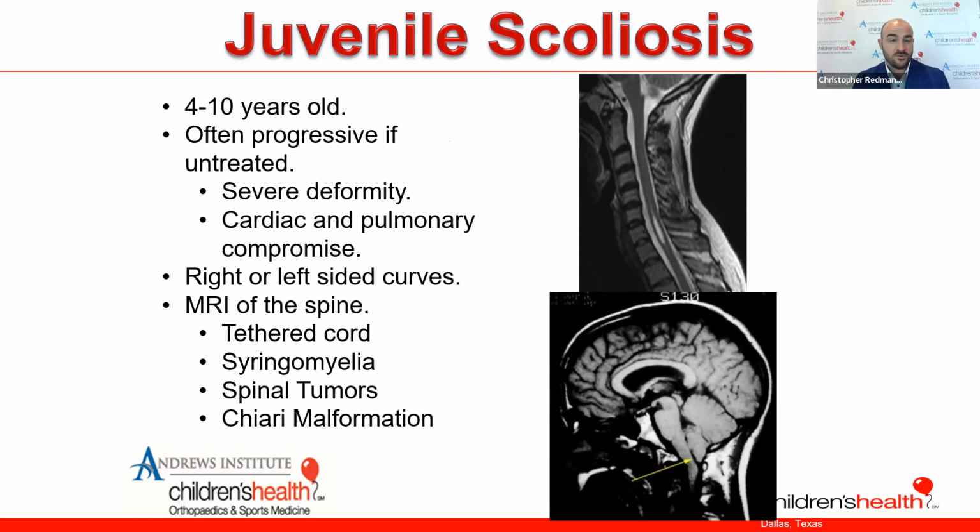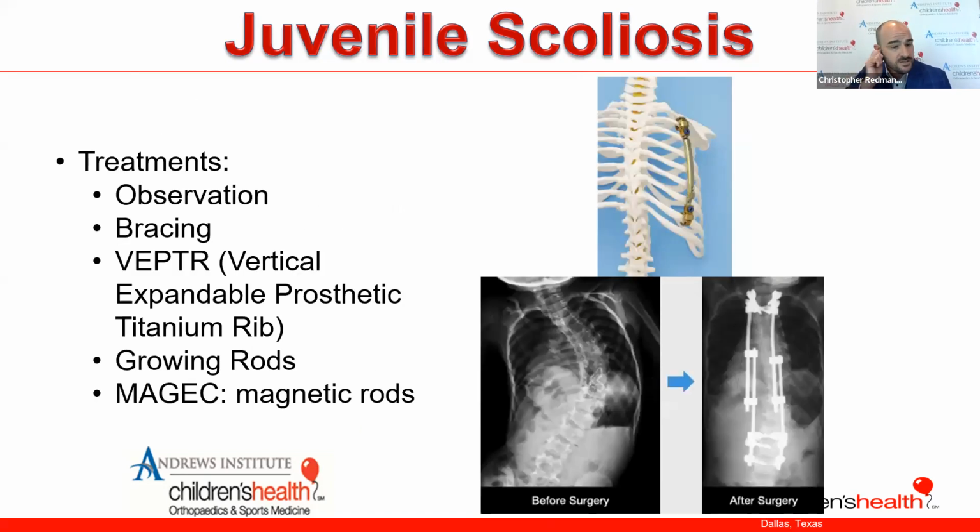These can be seen as right or left-sided curves, so it's a little bit different than both the infantile and the adolescent scoliosis. And these carry a risk of intraspinal abnormalities and therefore do require an MRI, similar to the other forms of scoliosis we previously discussed, the congenital and infantile scoliosis. These can be things such as tethered cords, syringomyelia, which is where the spinal cord is stuck, a spinal tumor, or Chiari malformations.